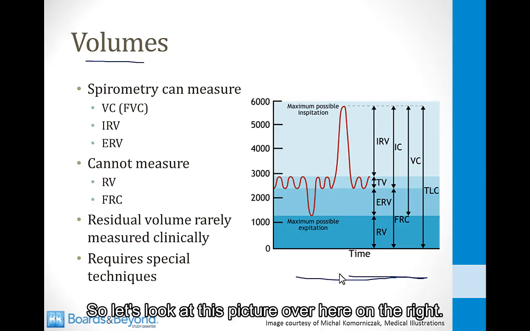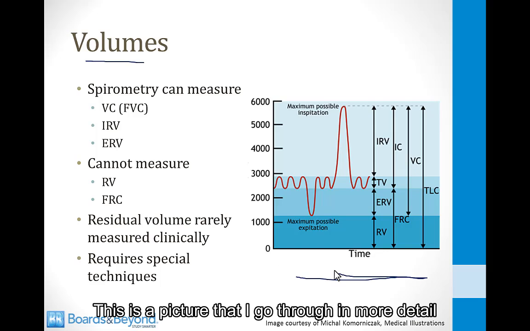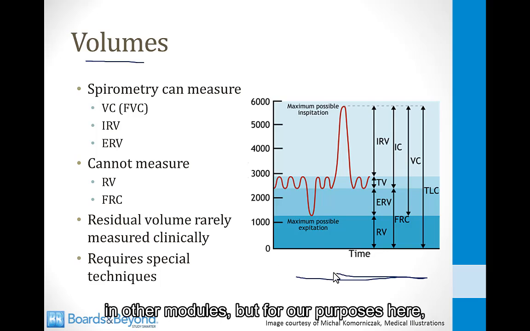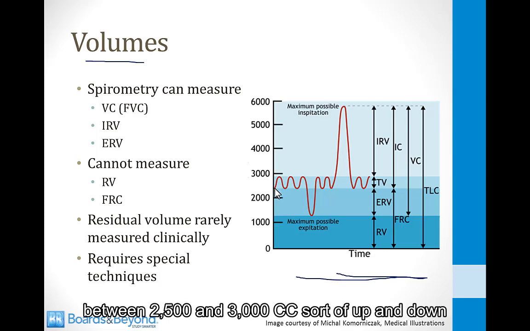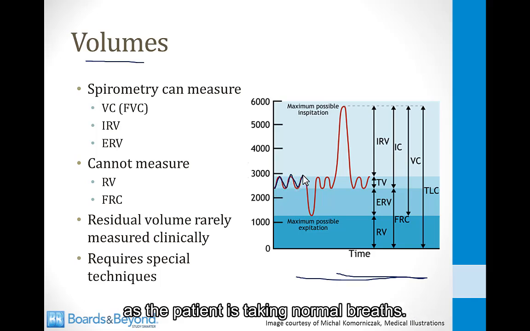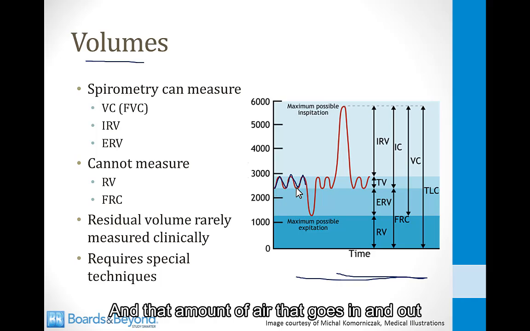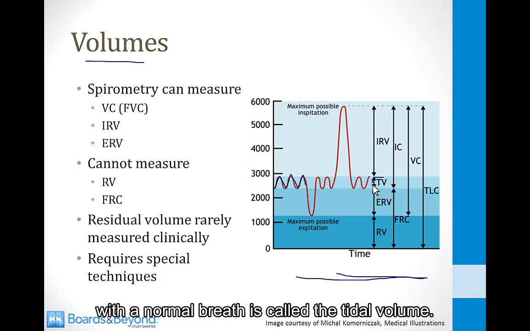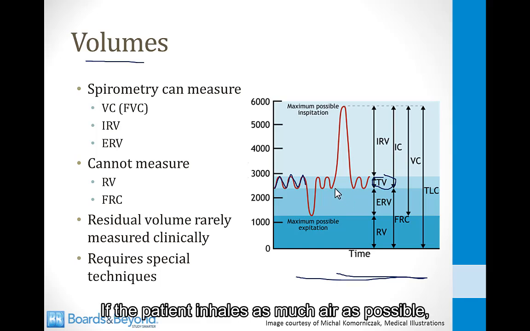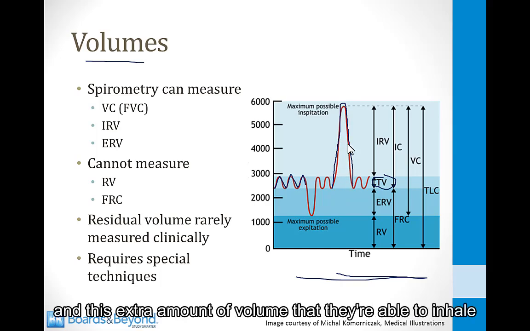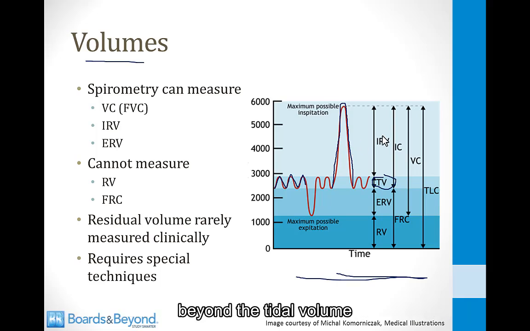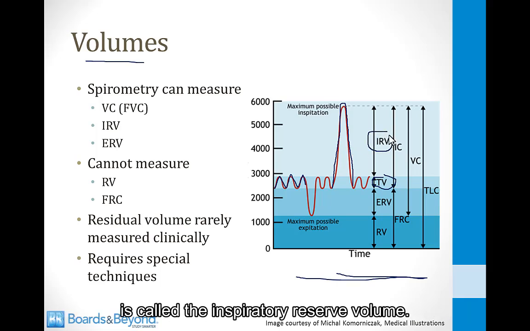So let's look at this picture over here on the right. This is a picture that I go through in more detail in other modules, but for our purposes here, let's look at this red line here. And notice that it goes between 2,500 and 3,000 cc's sort of up and down as the patient is taking normal breaths. And that amount of air that goes in and out with the normal breath is called the tidal volume. If the patient inhales as much air as possible, the volume goes all the way up to almost 6 liters. And this extra amount of volume that they're able to inhale beyond the tidal volume is called the inspiratory reserve volume.